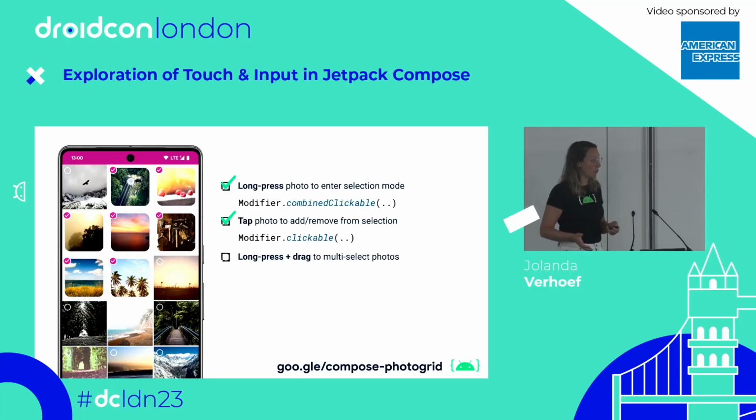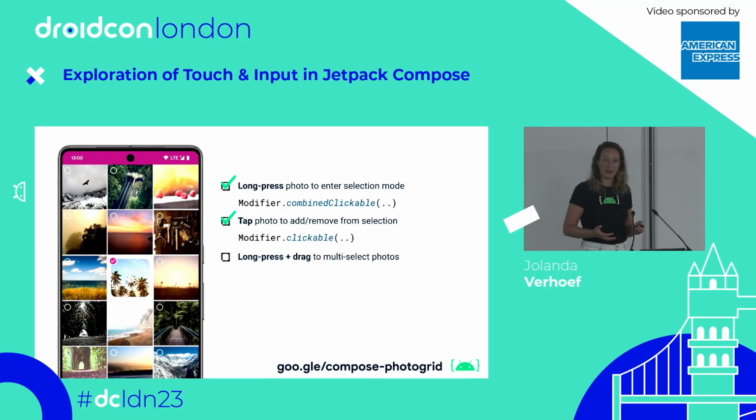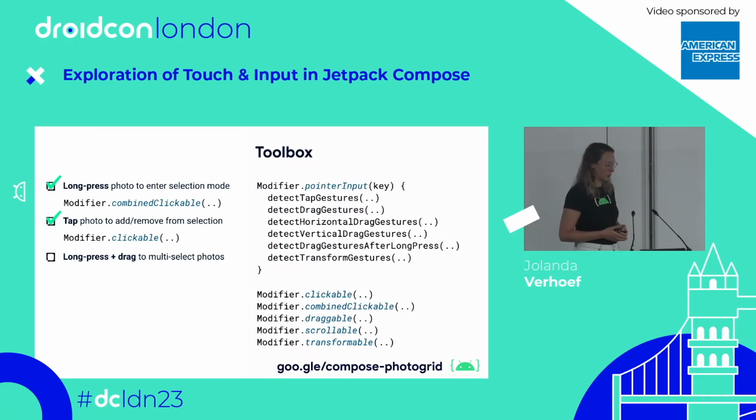Now we want to use long press and drag to select multiple images at the same time. That's the most difficult one, I guess, right? So let's see which of the toolbox methods will fit. We need a handler that waits for a long press to happen and only then passes on any drag events.